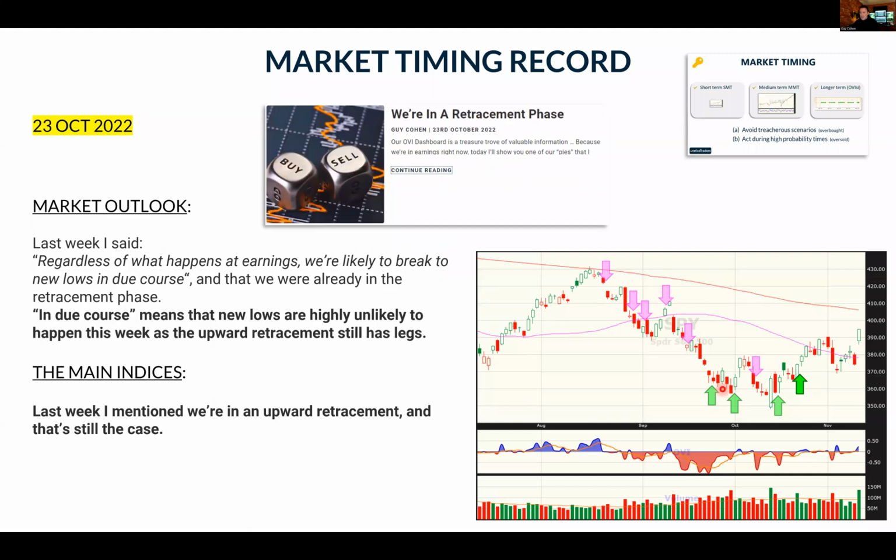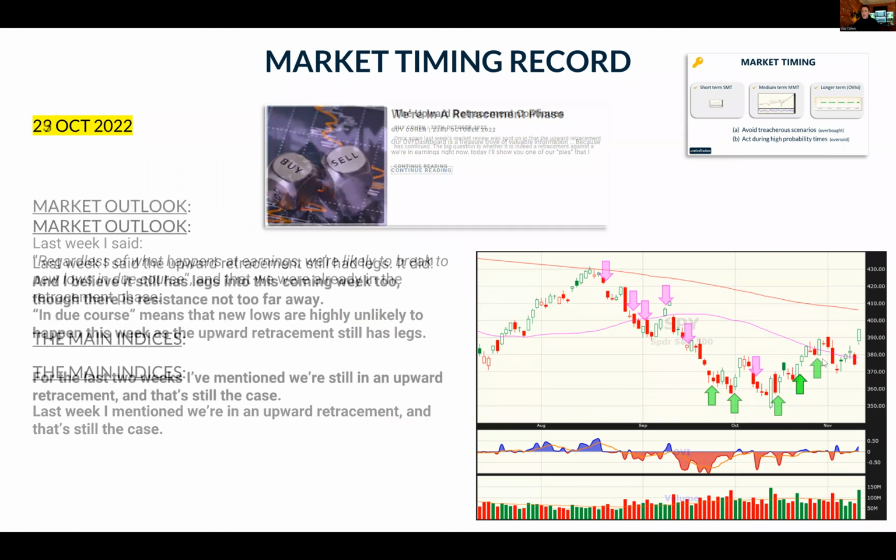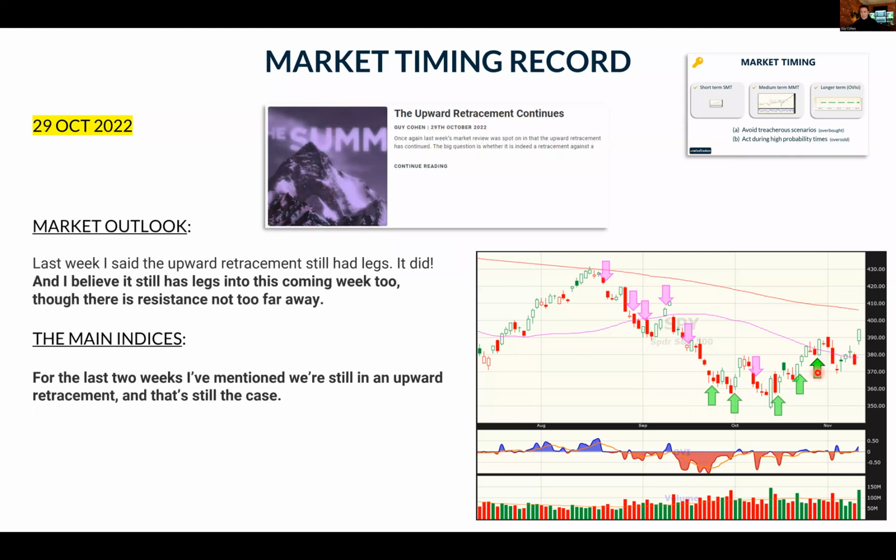Then we go up a little bit more, and I go, in due course means that new lows are unlikely to happen this week. It didn't happen this week. And I said we are in an upward retracement, and that is still the case. We're still in that upward retracement, and that did continue. Then we get to 29th of October, we're almost there, guys. And we go, look, we're getting some resistance around here. We're still, though, in an upward retracement.